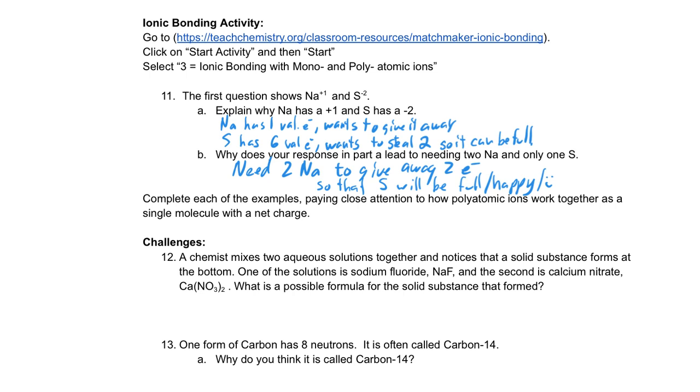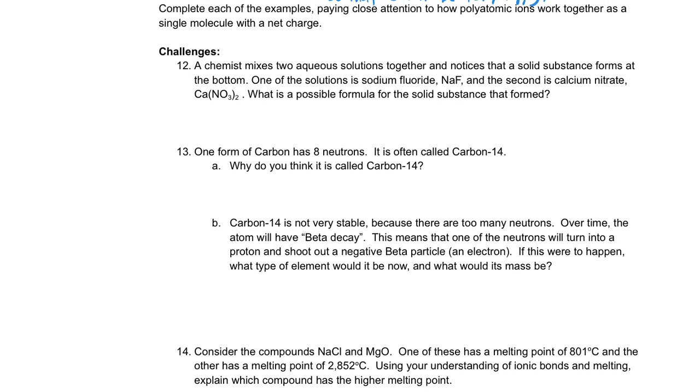full. All right, now that of course leads into question B, which is why does your response in part A lead to needing 2 sodiums and only 1 sulfur? Well, you need 2 sodiums so that you can give away 2 electrons because each one only wants to give away 1, so that the sulfur, the S, will be full when it gets its 2 electrons so that it can be happy and smiley face. All right, lovely. So now we're going to have a look at the last couple of questions here.